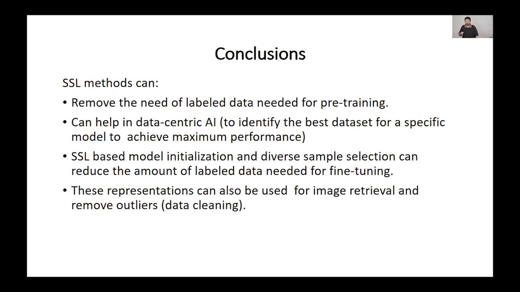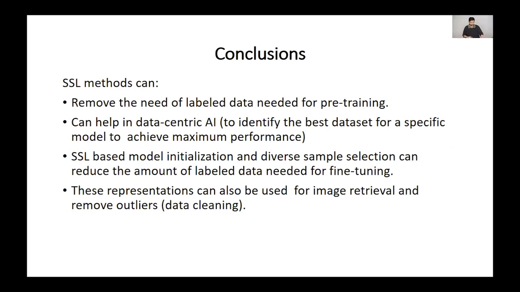So we are going to curate our data set to get the best performance for our deep learning model, not the other way around. It's not that we have fixed data and we are going to train different models. We are going to fix the model and identify the best data sets. That's the future. In future, everyone will be working on how to collect data, how to annotate data, and how to clean data. And self-supervised learning methods can really help in this process.